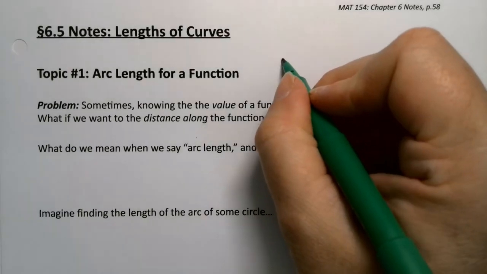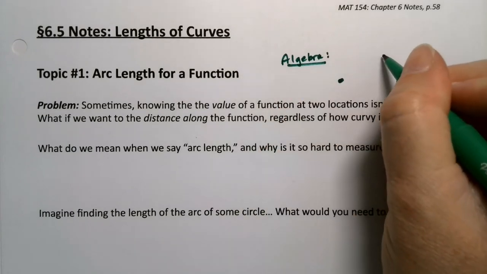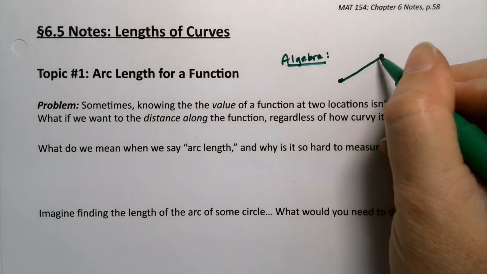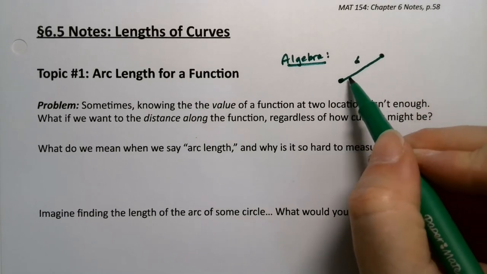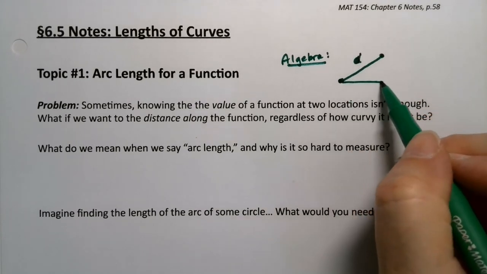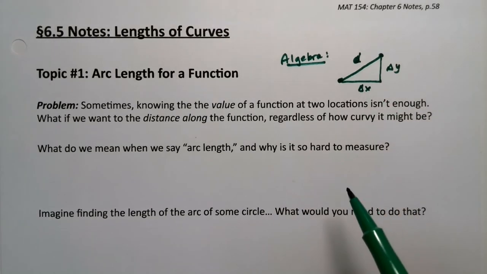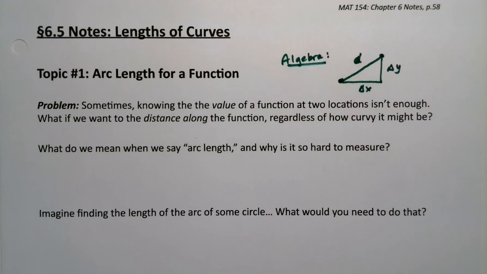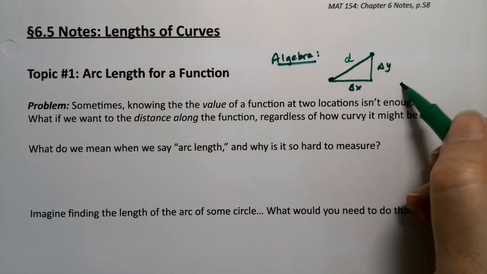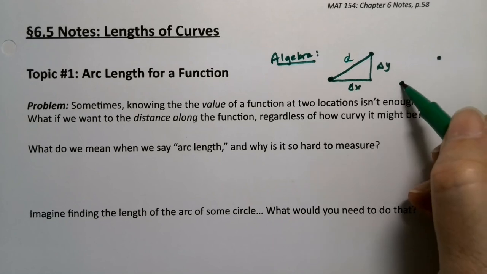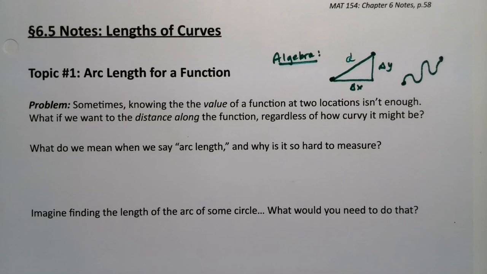When you're in algebra class, if you're given 2 points and a straight line between the two, you know that distance, right? We had a formula for distance. It involved the change in x and the change in y, and so on. But what if we want to know the distance along a function? Same 2 points, but it's curvy between the two. How would I find it then?